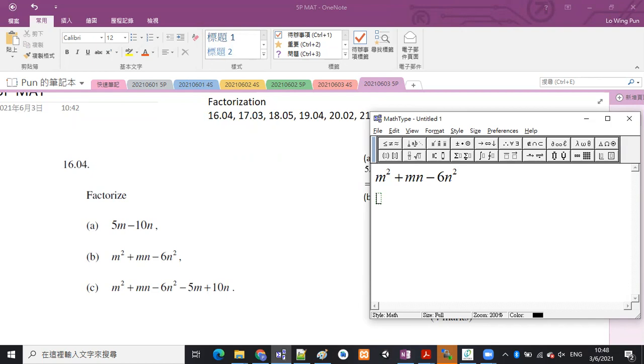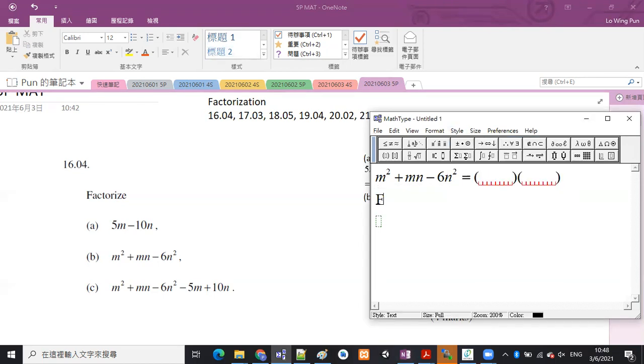Is m a common factor? Is n a common factor for all the terms? No. No. M is a factor of the first 2 terms, right? And then n is the factors of the last 2 terms. So it's not qualified to be a common factor. 要係全部 term 都有個 factor 先至係 common factor 呢個嚟講，得唔得？Okay, so there is no common factor. So we go to formula 1 directly. Okay, so we are going to factorize this to be like this.